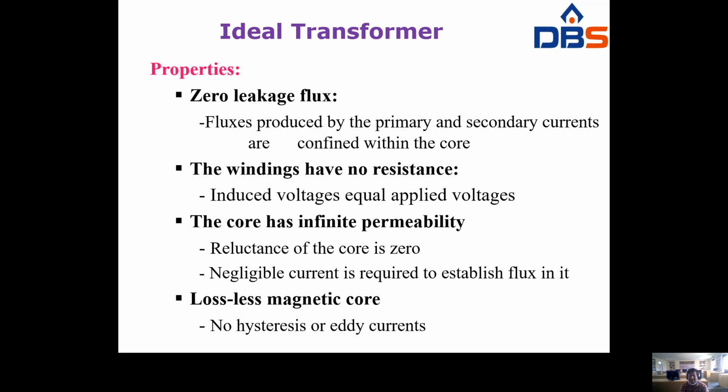And next, the core has infinite permeability. That means the reluctance of the core is 0. A negligible current is required to establish the flux in it. It is a lossless magnetic core. Lossless means there is no hysteresis loss and no eddy current losses. We already discussed that the losses occurring in the core are nothing but iron losses, which are of two types, hysteresis and eddy current losses. Now, for an ideal transformer, there is no hysteresis and no eddy current loss.